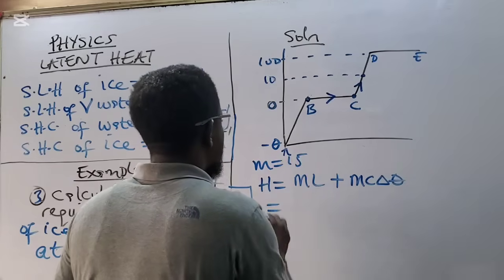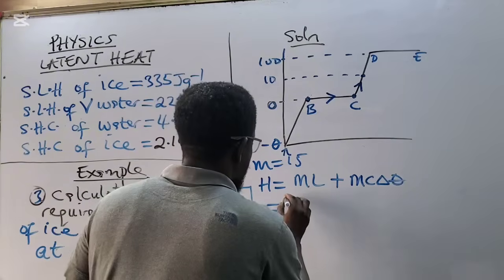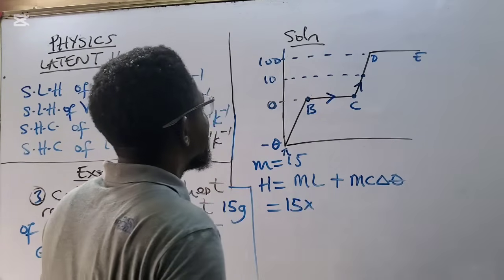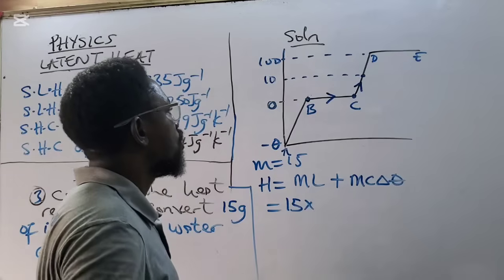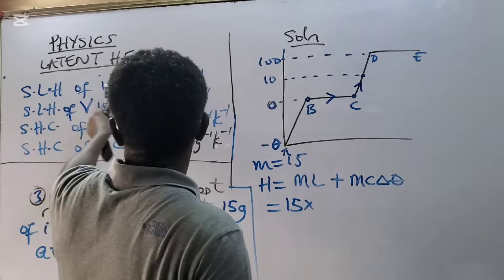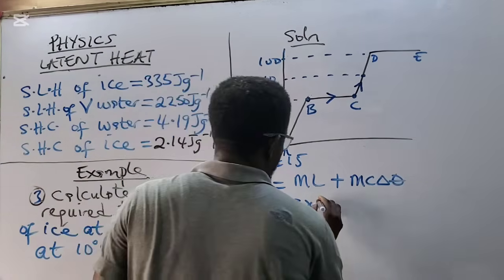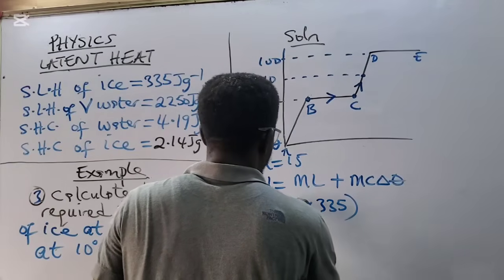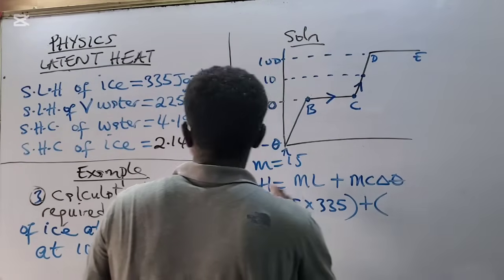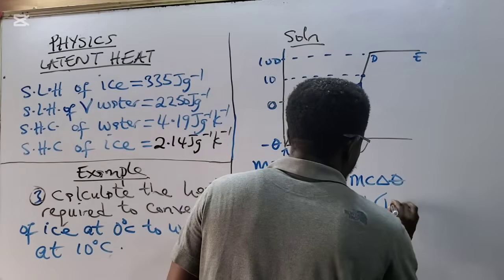Now the mass is given as 15 grams. Then here to here we're talking about the specific latent heat of fusion of ice, for the ice is melting. Specific latent heat of fusion of ice is 335, plus the mass of ice again, that's 15.